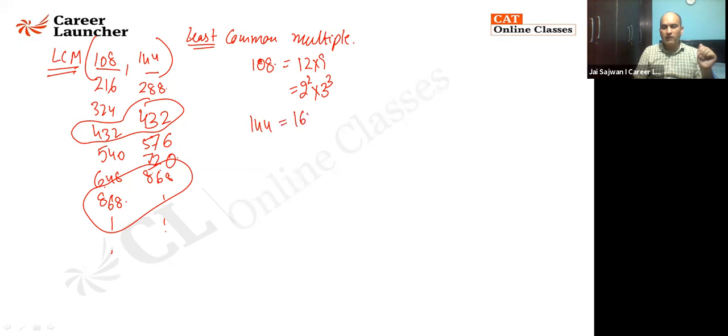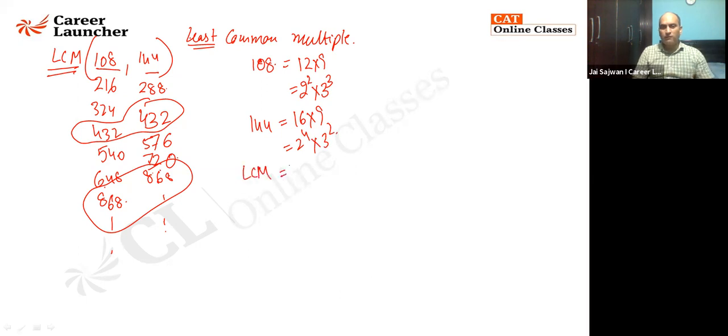144 is 16 9s are 144. I will say 2 to the power 4 and 3 to the power of 2 is there. So when I talk about the LCM of these numbers, I have to take a higher power of a prime number. You got 2 here, you got 4 here. So you need to take a higher power.